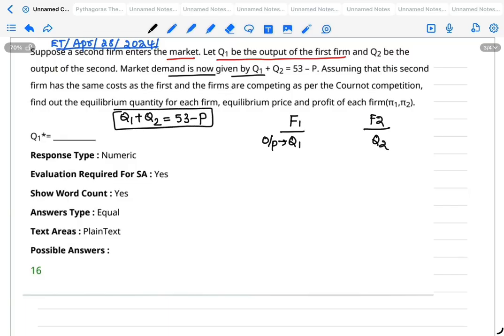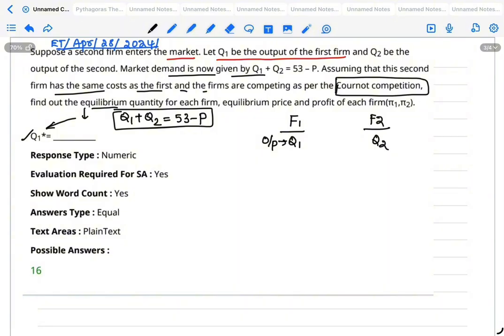Assuming that this second firm has the same cost as the first, the firms are competing as in Cournot competition. So very important, Cournot competition. Find out the equilibrium quantity for each firm. That is, they are asking for Q1 star and Q2 star at the equilibrium. Find for each firm the equilibrium price P star.